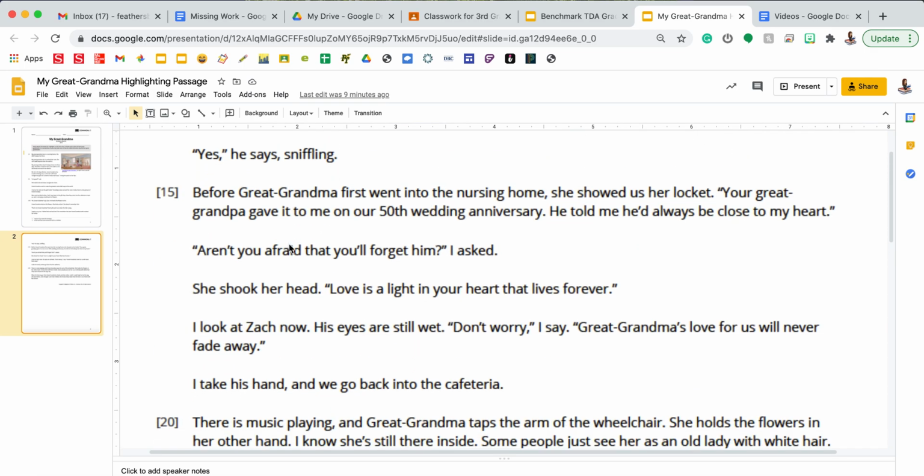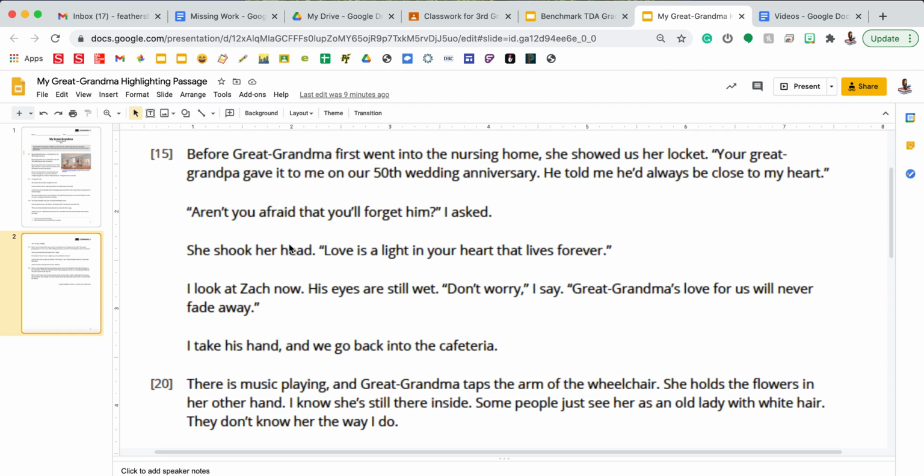"Yes," he says, sniffling. "Before Great Grandma first went into the nursing home, she showed us her locket. Your great grandpa gave it to me on our 50th wedding anniversary. He told me he'd always be close to my heart." "Aren't you afraid you'll forget him?" I asked. She shook her head. "Love is a light in your heart that lives forever."